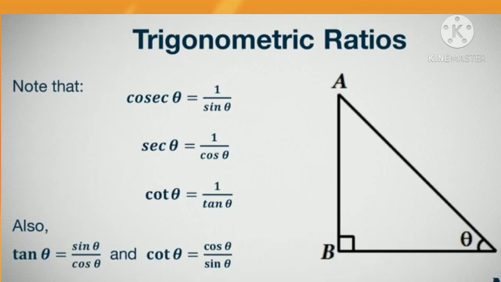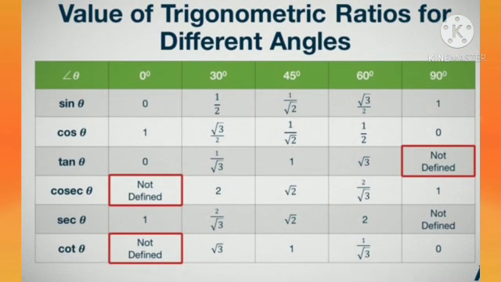Also tan theta can be written as sin theta by cos theta, and cot theta is equal to cos theta by sin theta. The very important part of the lesson is you should know the value of trigonometric ratios for the different angles 0 degree, 30 degree, 45 degree, 60 degree, 90 degree. So these values you should understand and learn by heart, then only we can apply the problems very correctly. So all these values are very important, and you can see children, cosec 0 degree not defined, cot 0 degree not defined, and tan 90 degree is also not defined.